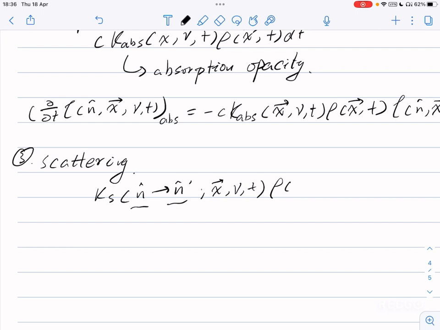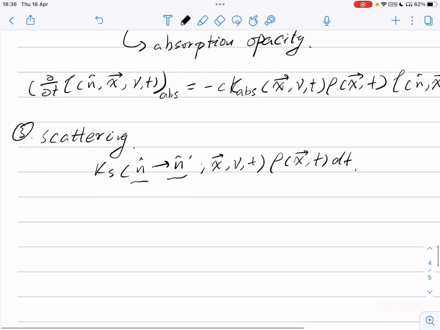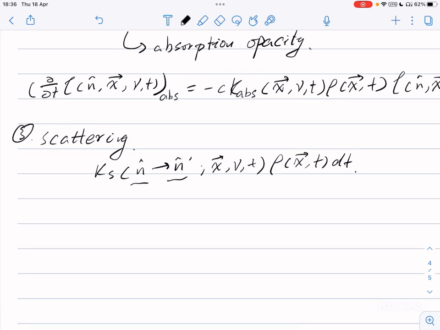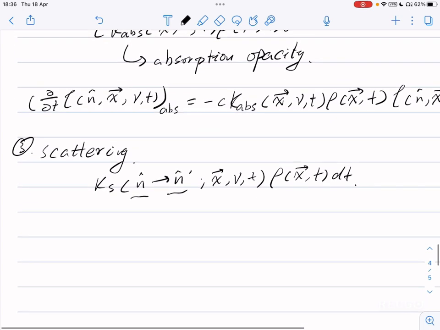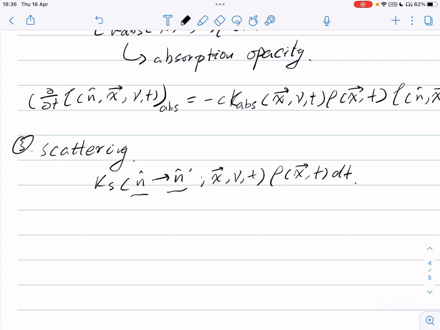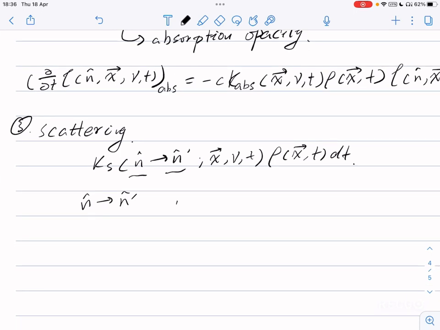rho x t dt. So now there's something different. It's a little different from the absorption process, because if we want to obtain the partial derivative over time of the distribution L, we shall not only consider the photons scattered from direction n to n prime at time t, but we should also consider those scattered from n prime to n at a little earlier time.